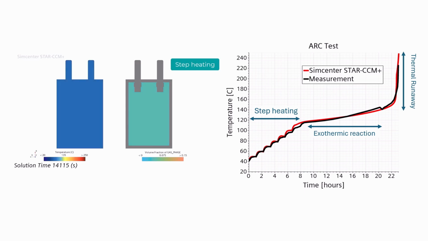Obviously, simulation can play a key role in understanding how a battery behaves. So in this ARC test, you basically put the battery in the oven and gradually heat it up, and at some point you'll start to trigger an exothermic reaction inside the battery cell. That exothermic reaction can slowly increase over time, but then you might very suddenly have a thermal runaway event where this reaction takes off.